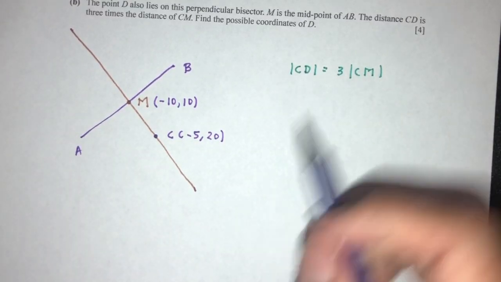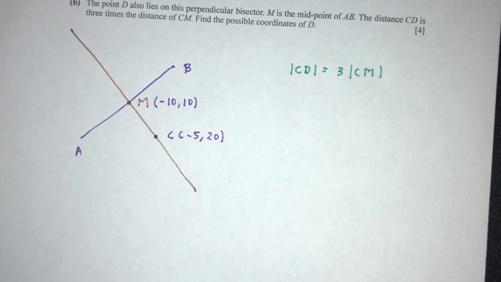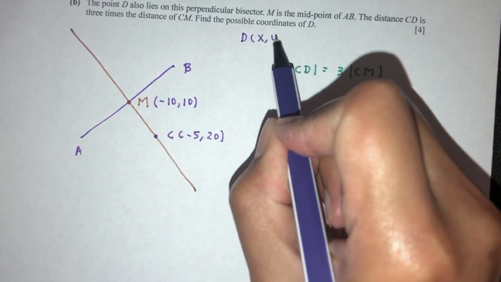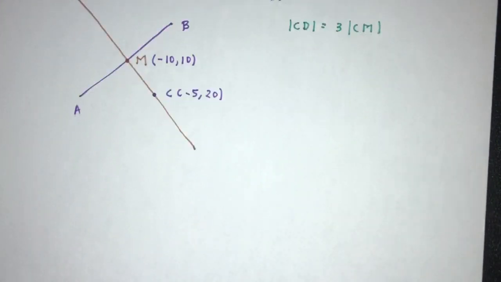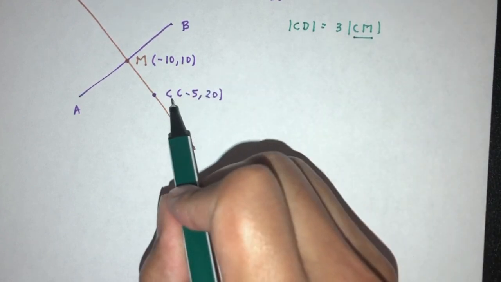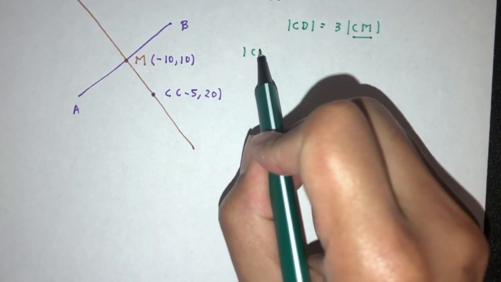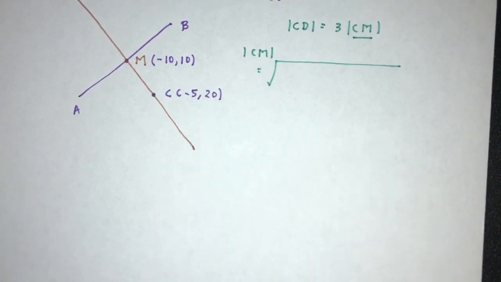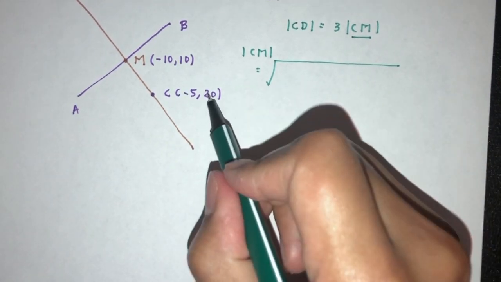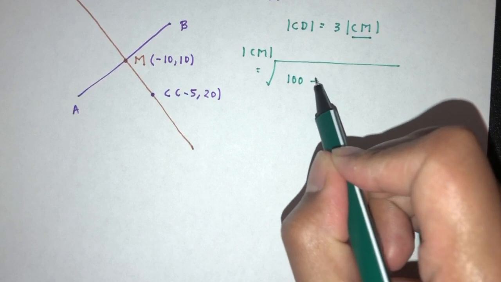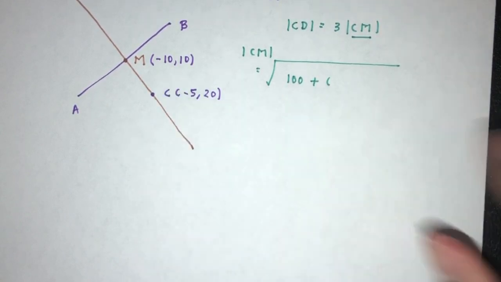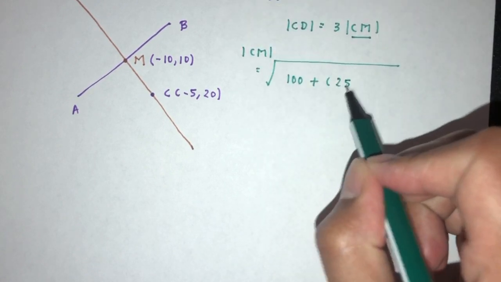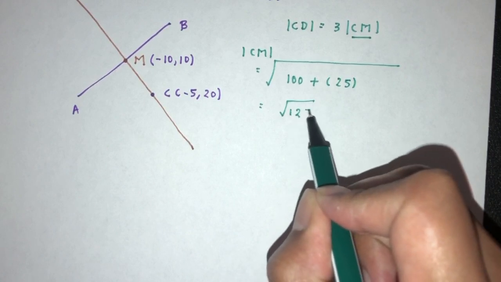Okay? So let's use this equation to find the value of D. Now the point D we don't know. D, obviously that will be my x and y values, right? So let's first find distance CM. We have the point C, we have the point M, we can find distance pretty easily. That will be root of y2 minus y1 squared, so 20 minus 10 squared, that should be 100, plus minus 5 minus 10, so minus 5 minus 10 squared, that will be 25. That will be root of 125.